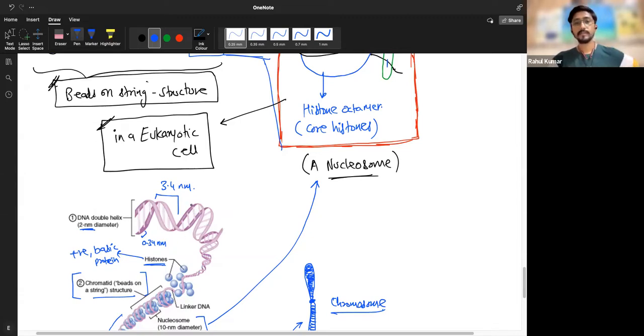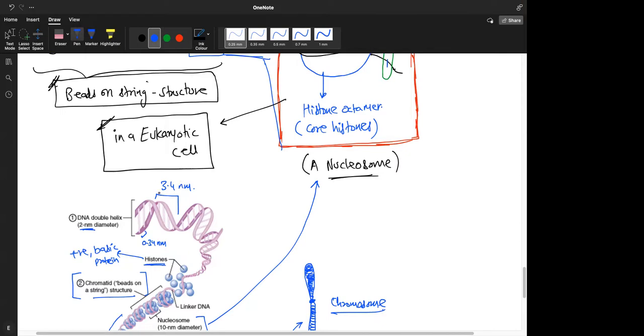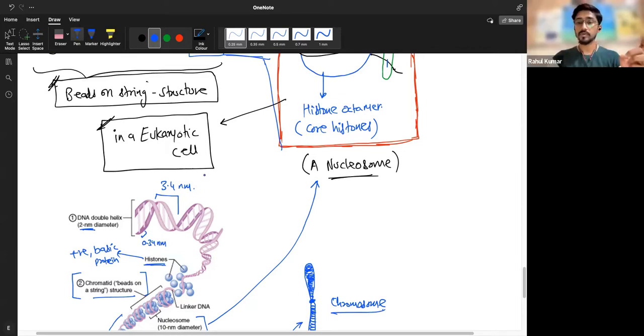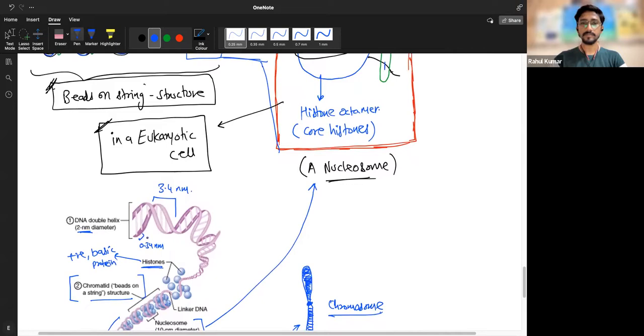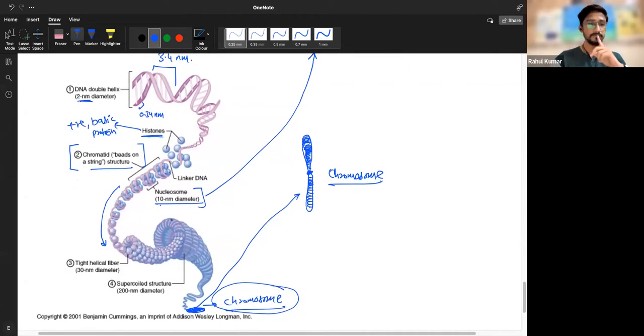20 turns means 3.4 into 20. That much nanometers of the DNA. You understand? Around 68 nanometers of DNA is in one nucleosome. So you can do all this calculation if I just tell you that 200 base pairs of DNA helix is in the nucleosome, right? You can do all the calculation going back. Now write down from there onwards.